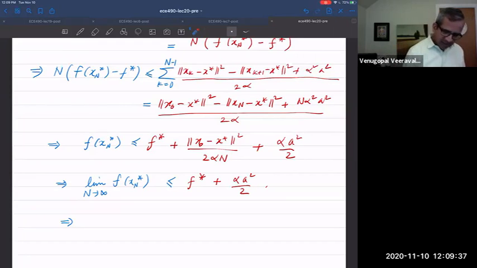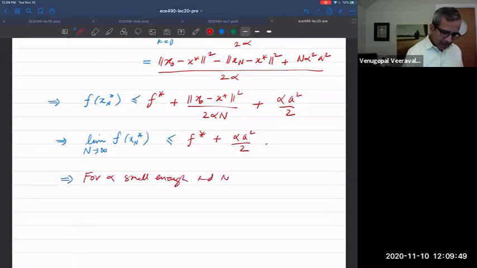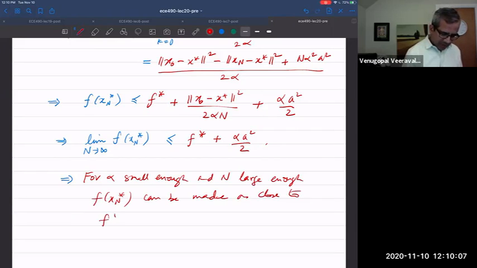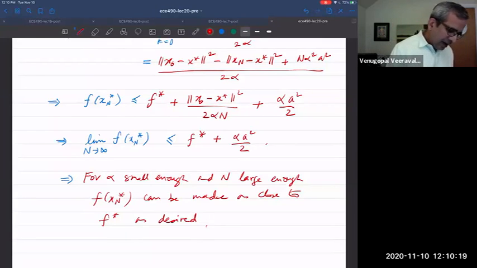So basically, let me write that down. For alpha small enough and n large enough, f of xn star can be made as close to f star as desired. Okay, which is just not as strong as the result we had when gradients exist.